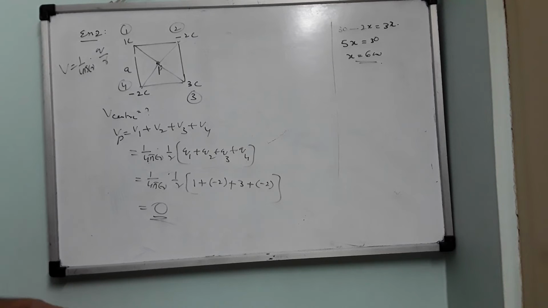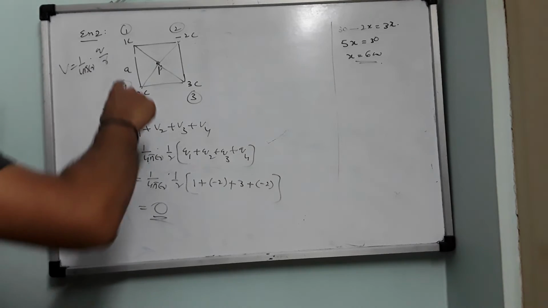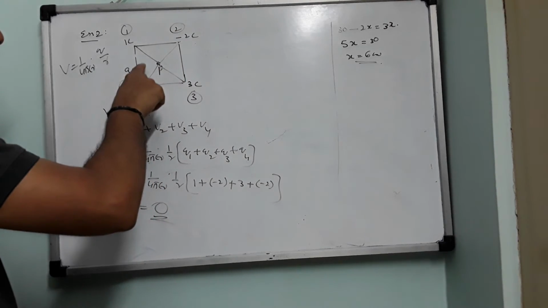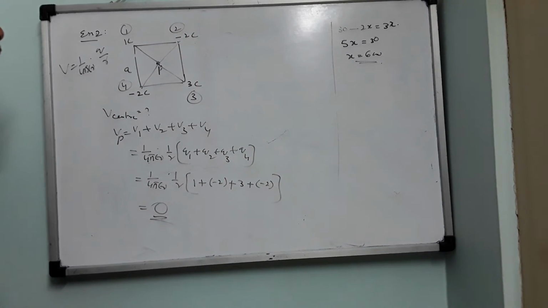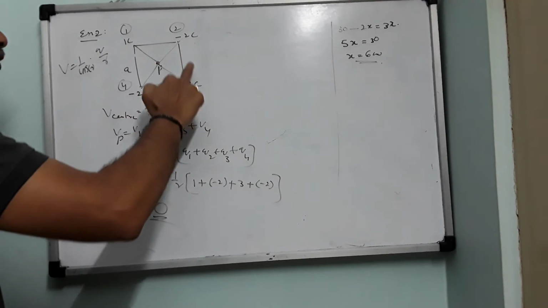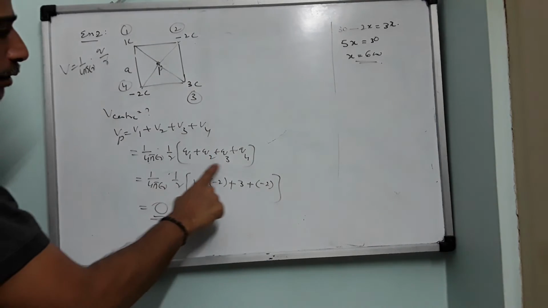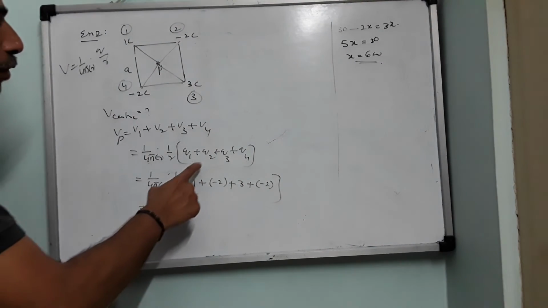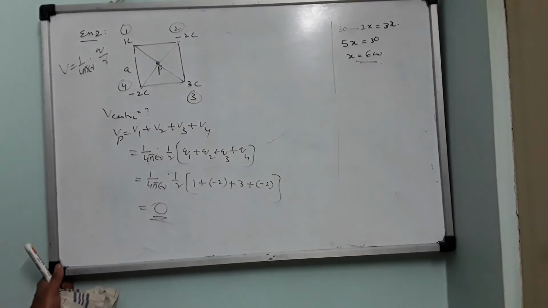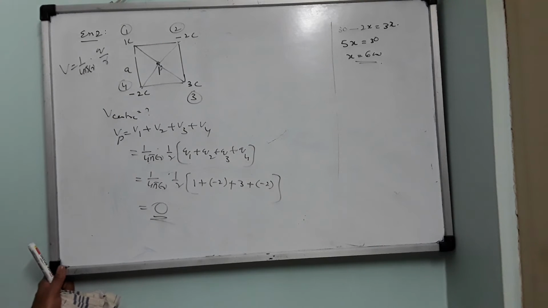So when you are solving multiple choice questions in the board examination, just by symmetry, if these distances are equal and the sum of all the charges at the corners is going to be 0, then the net potential is also going to be 0. Same thing you can do for an equilateral triangle also.